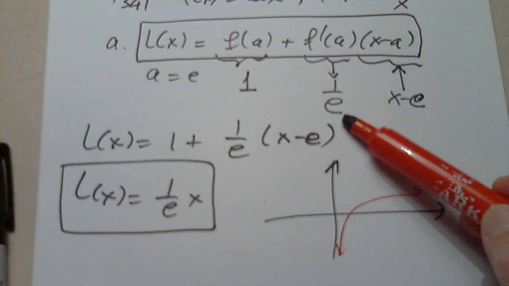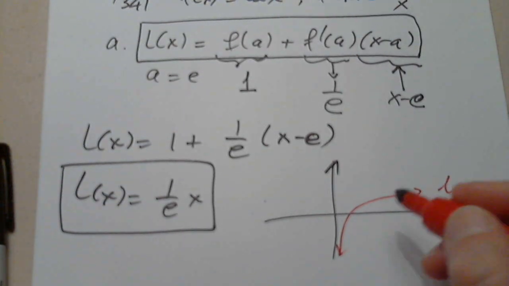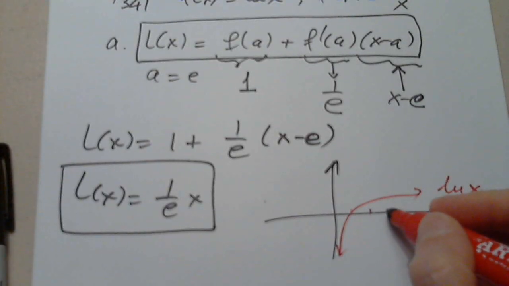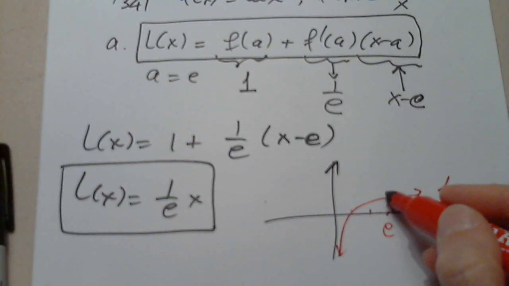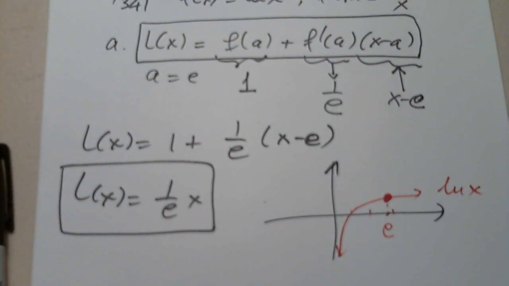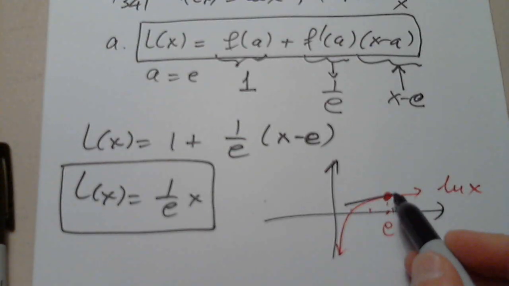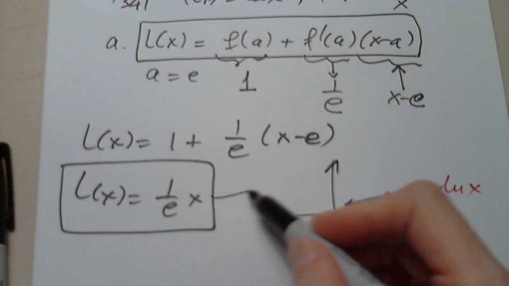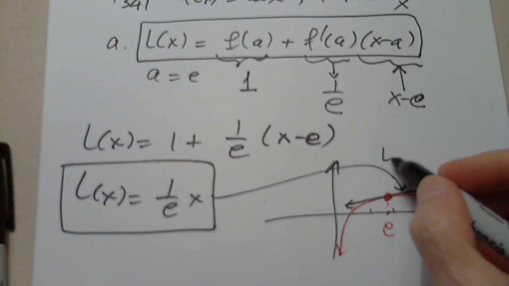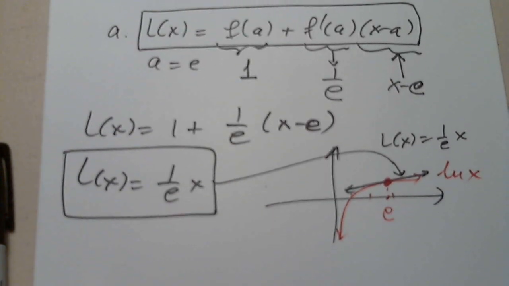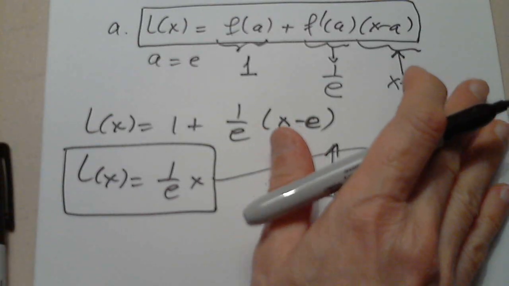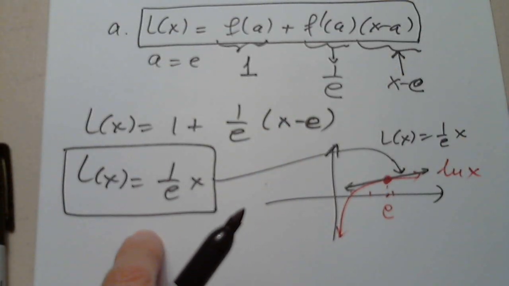When x is e, which is 2 point something, this is 1, 2, 3. So somewhere here, this is e. At this point on the graph, this line has this equation, L of x equals 1 over e times x. So you don't have to graph any of this. I'm just explaining what this means.